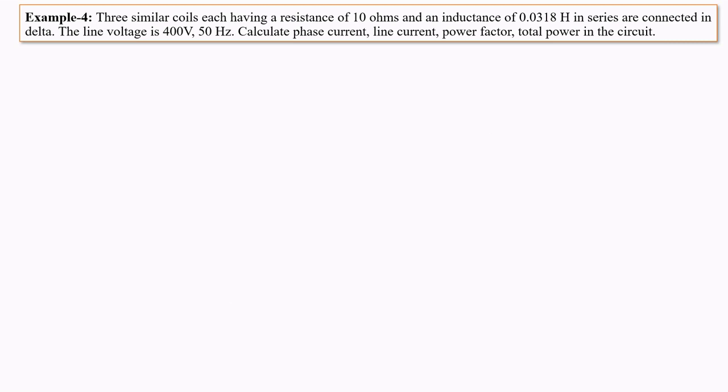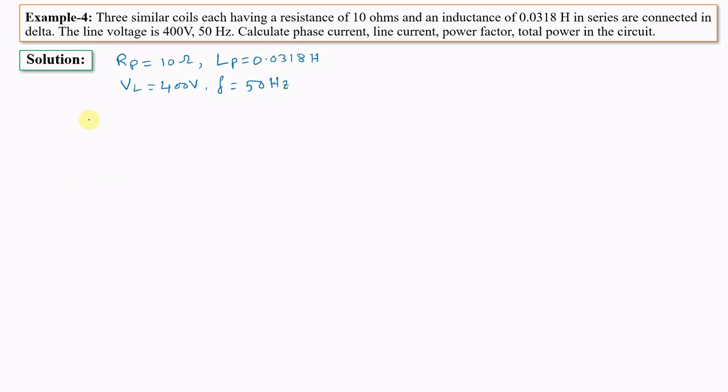In this question, the resistance per phase is given, that is 10 ohms, and inductance per phase is also given, that is 0.0318 Henry. Also the line voltage VL is given 400 volt, frequency 50 Hz given.